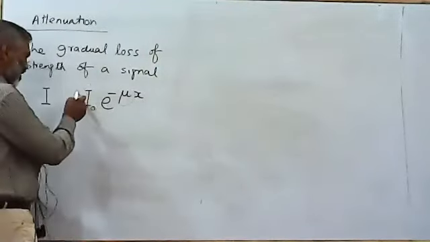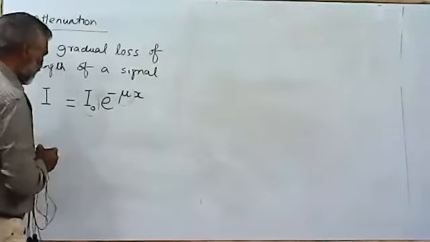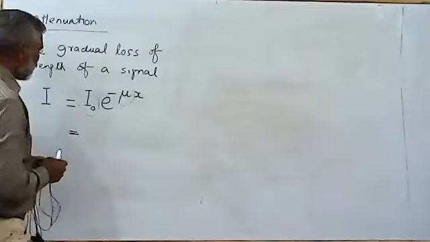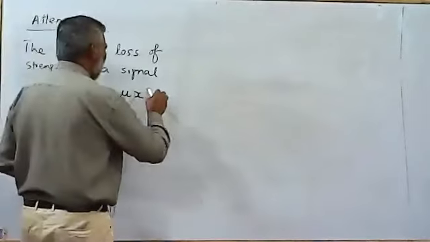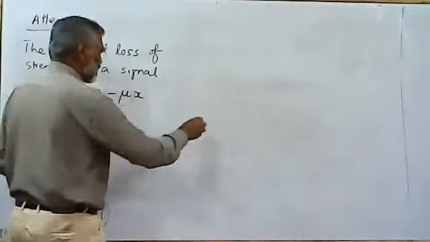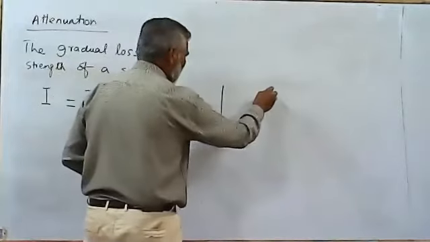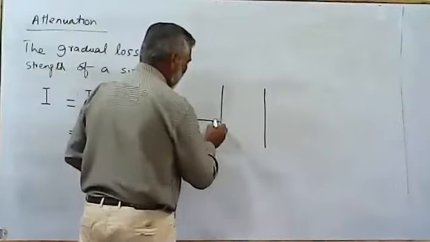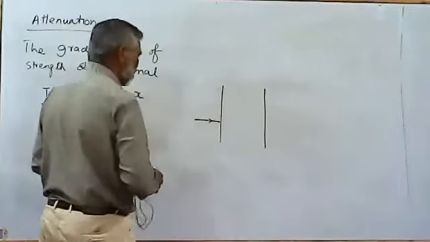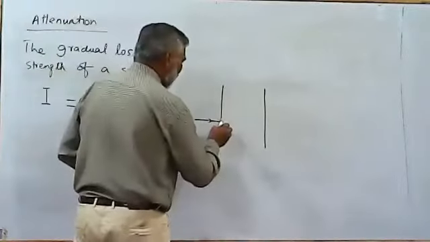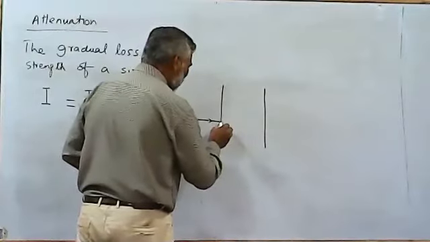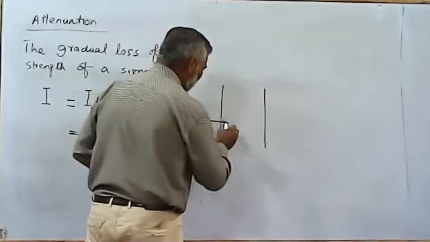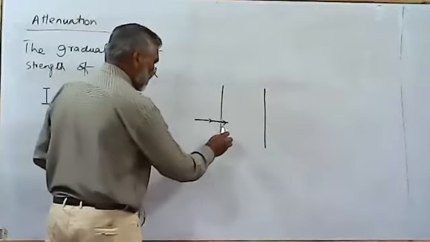Suppose a certain value of original intensity is given, and they give you this value x in centimeters. Let's say this is the thickness of a certain medium, and this is the incident radiation, and they give you the value of the intensity upon entering this medium. So this is I naught.